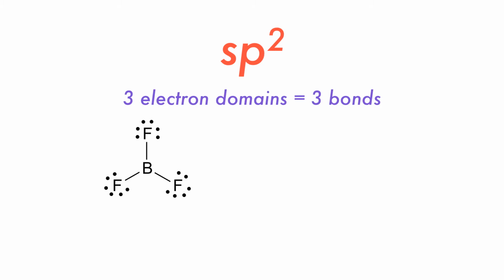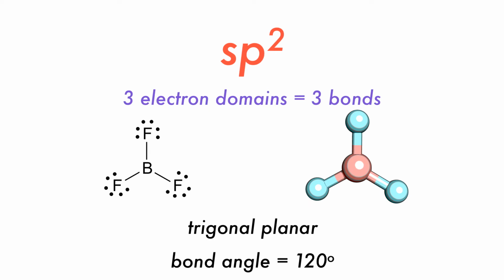When we mix 1s and 2p orbitals, we end up with an sp2 hybridized molecular orbital. 3 orbitals hybridized means 3 electron domains, likely resulting in 3 bonds, such as in trifluoroborane BF3. sp2 hybridized molecules will have a trigonal planar geometry with an angle of 120 degrees between electron domains so that the fluorine atoms can be as far apart as possible.